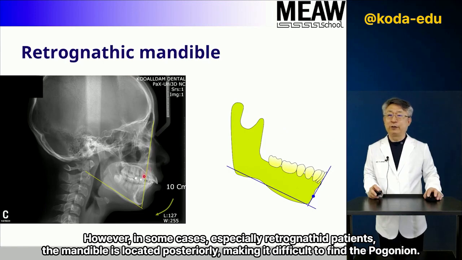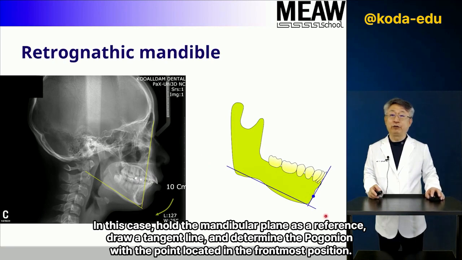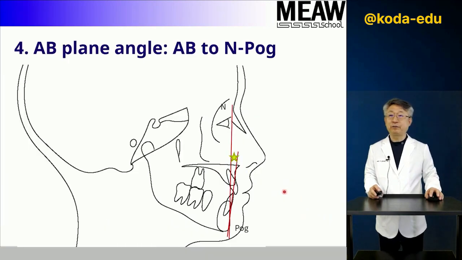However, in some cases, especially retrognathic patients, the mandible is located posteriorly, making it difficult to find the pogonion. In this case, hold the mandibular plane as a reference. Draw a tangent line and determine the pogonion as the point located in the frontmost position.